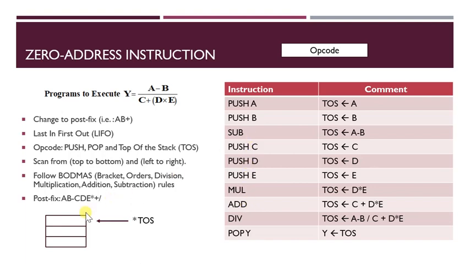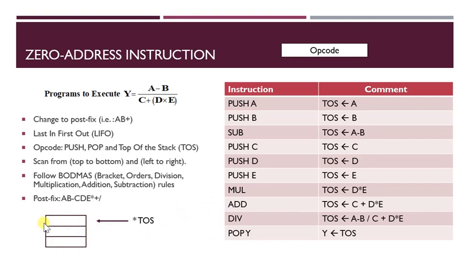And then from this postfix, right? You push A, right? And then push B. So top of the stack is A. After that, push B, top of the stack is B. And then you do the subtraction and push C, push D, push E, right? And then you do the multiplication, you do the addition, and then the last one, you do the division, right? After that, you need to pop Y. So after pop Y, the command is Y will receive top of the stack of the zero address instruction.